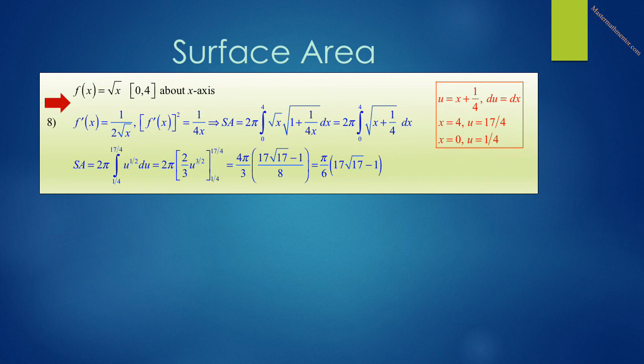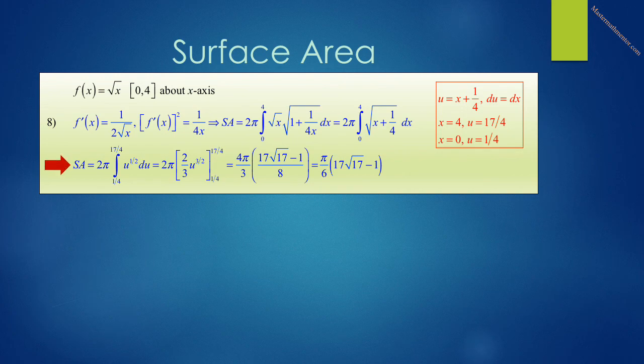Using the fact that the square root of a times the square root of b is equal to the square root of ab, we can write this as 2 pi, the integral from 0 to 4 of the square root of x plus 1/4 dx. Letting u equal x plus 1/4, du is equal to dx. Let's also change the limits. If x is equal to 0, u is 1/4. If x is equal to 4, u is 17/4.